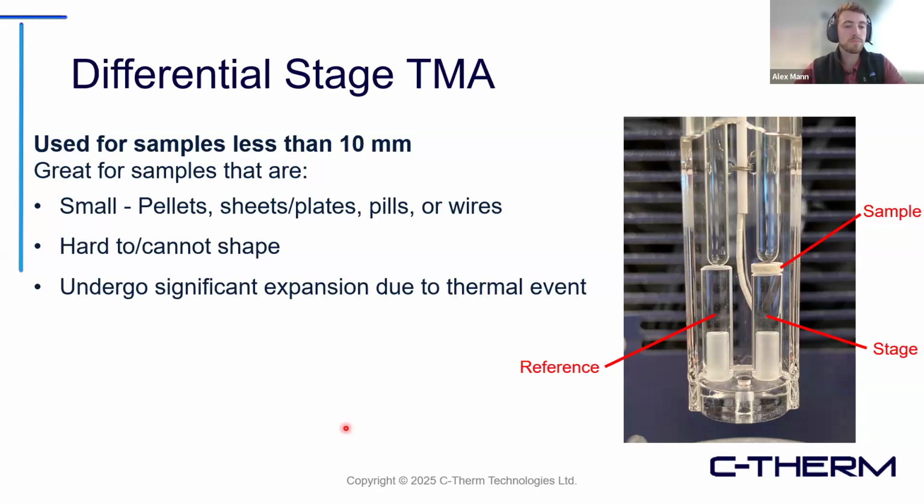What if your sample cannot be shaped or it's really hard to work with and we just have a small amount? And lastly, if it undergoes significant thermal expansion from an event, we might want to have a smaller sample.